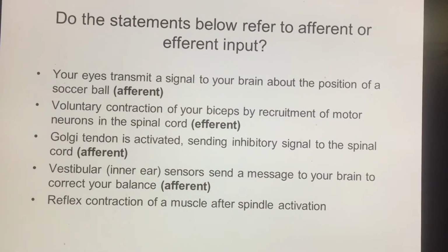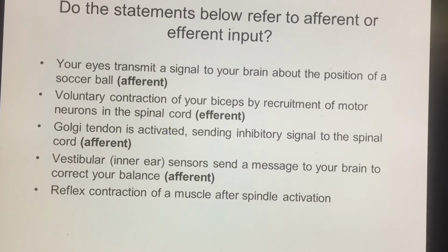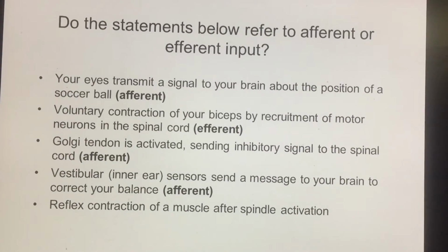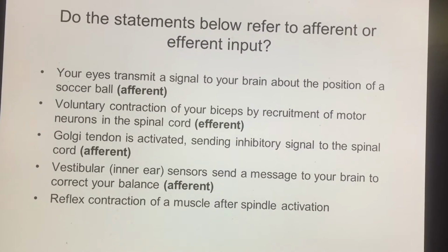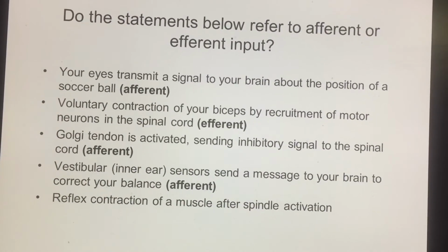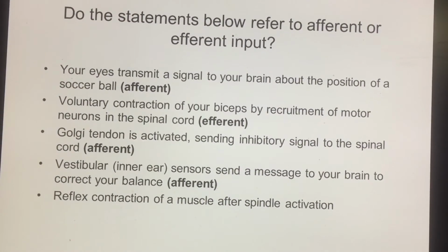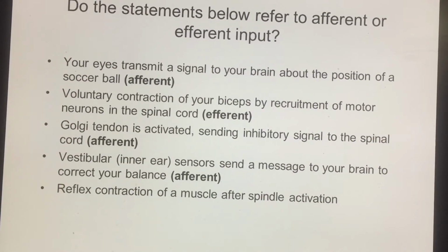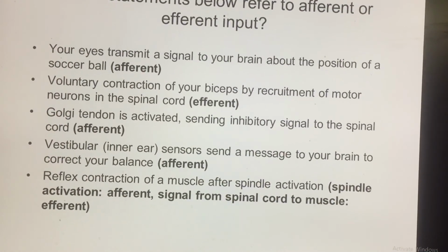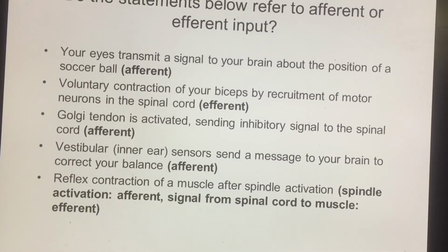And the last one here is a little bit tricky. It's reflex contraction of a muscle after spindle activation. So that reflex contraction of the muscle is going to be from a signal from the spinal cord or from the central nervous system to the muscle. So that's going to be efferent. But the spindle activation is going to involve afferent input to the spinal cord. So this is your full answer. Spindle activation is afferent, and then the signal from the spinal cord to the muscle is efferent.